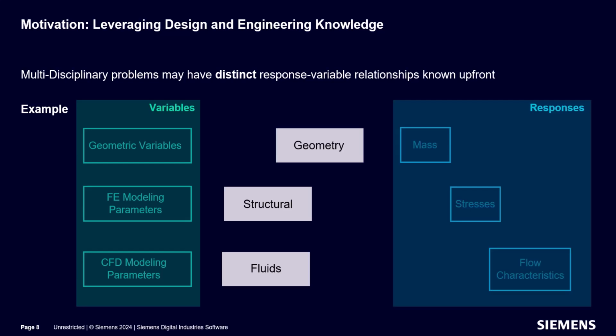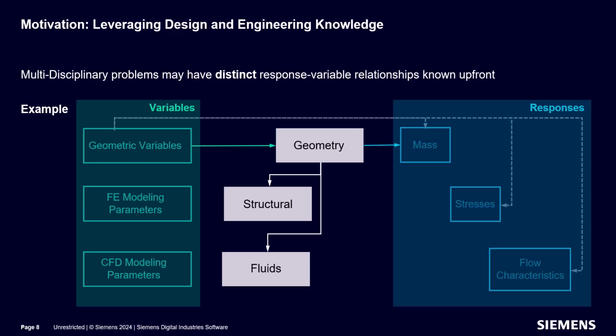We know for certain that the geometric variables are being passed directly into the geometry analysis and directly impact the mass. Our tagging tells us this. We could explicitly define this relationship in HEEDS. Similarly, due to the data transfer of the updated geometry to the structural and fluid simulations, we can also know beforehand that the geometric variables will also impact our stress and flow characteristic responses. We can define a relationship in HEEDS to enforce this.